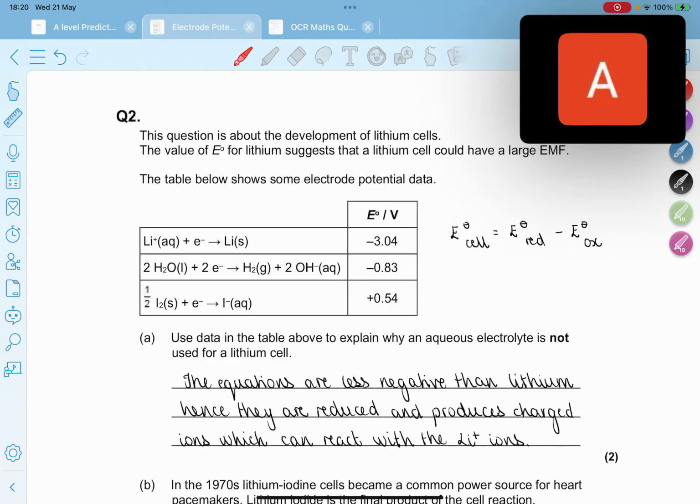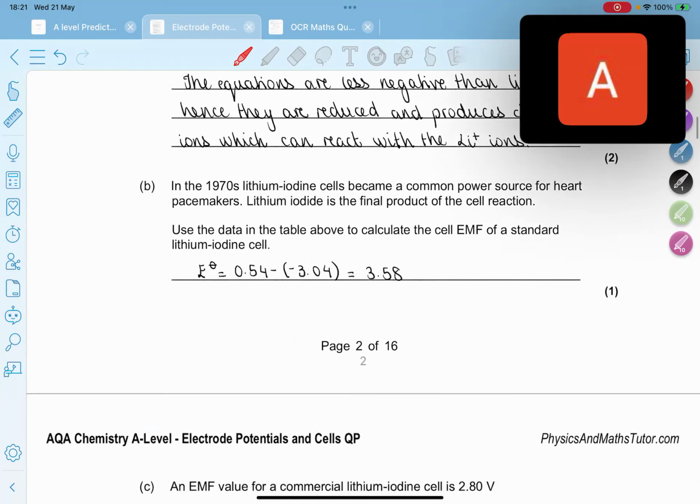The equations are less negative than lithium over here, hence they are reduced and produce charged ions which can react with this. Very good. This is why we cannot use an aqueous electrolyte. Go down, please. This is a good question. This is a very tricky question.